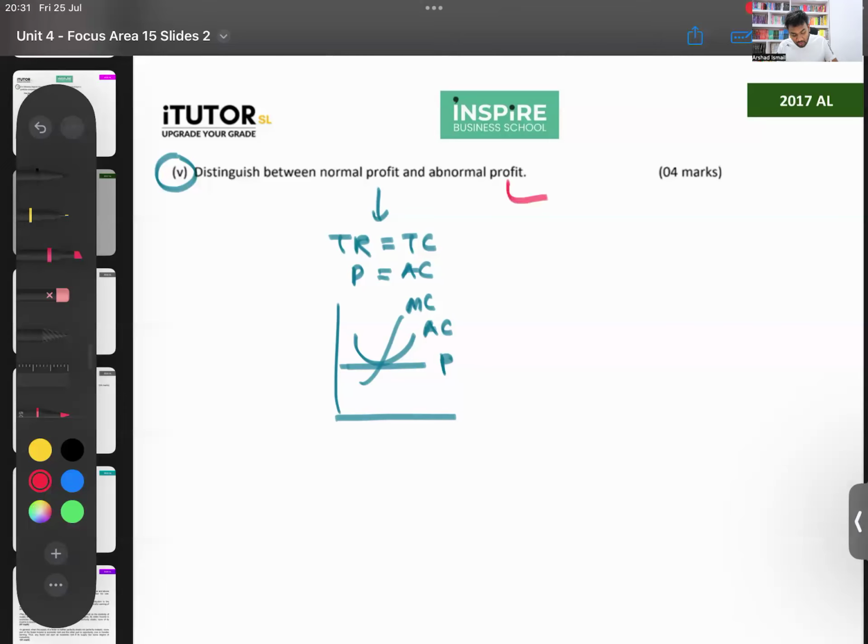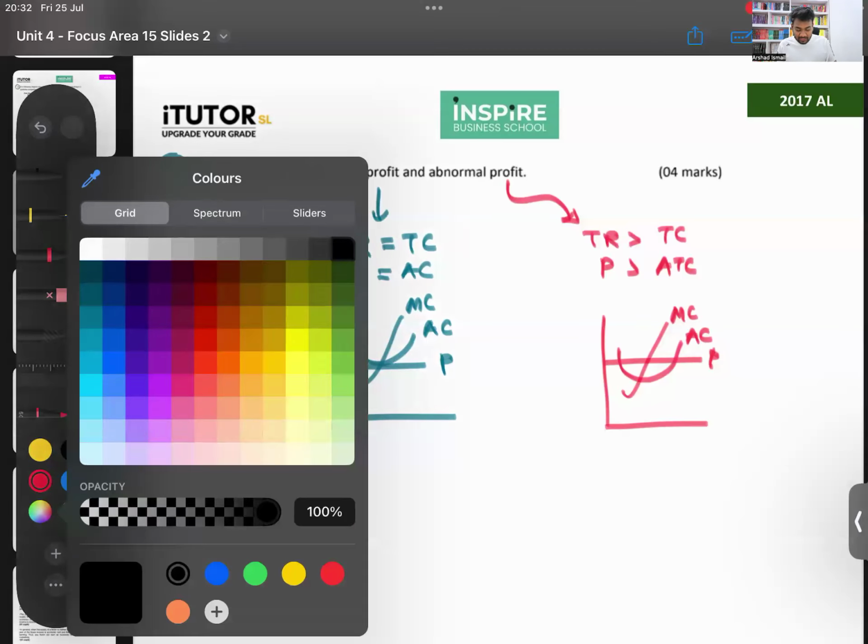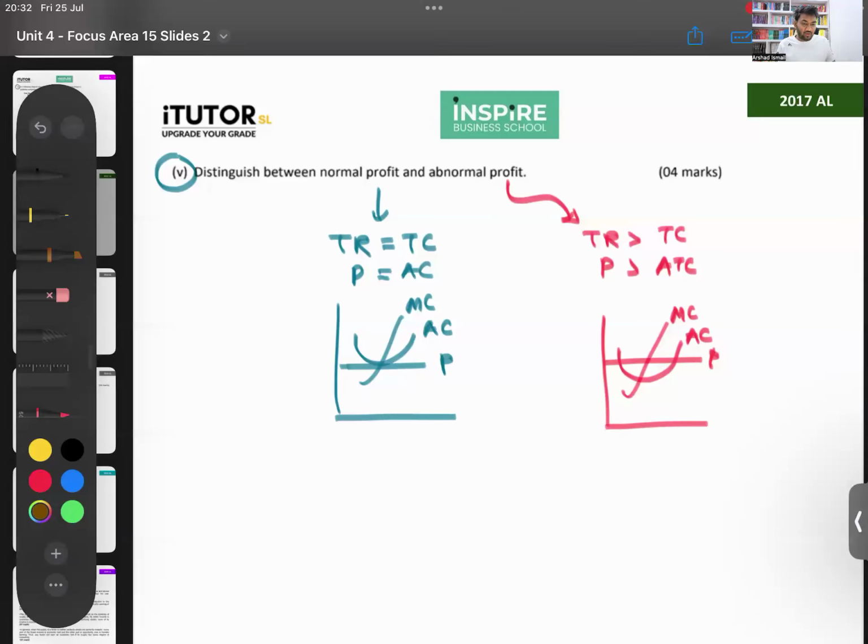Then what is an abnormal profit situation? Abnormal profit situation is where my total revenue is more than total cost. Or in other words, your price is more than your average total cost. So if you want to draw a diagram here, this is your price. Your average cost should come less. Price is more. And then you draw MR. See, this is an abnormal profit situation. Yeah, MR and MC are always equal. Whatever the situation, MR and MC are equal. That's the profit maximizing level. Okay. So that's the story that you have to talk about.